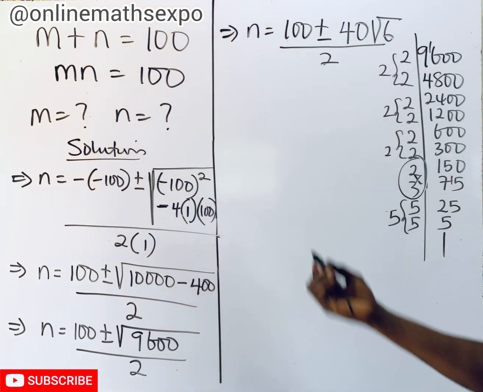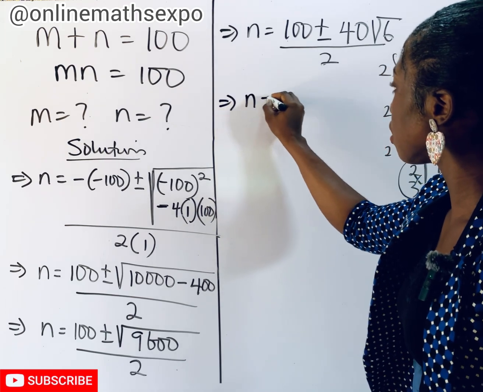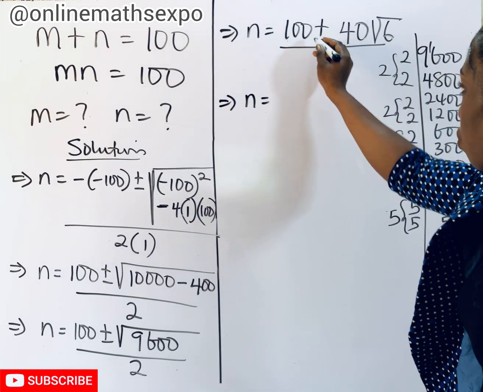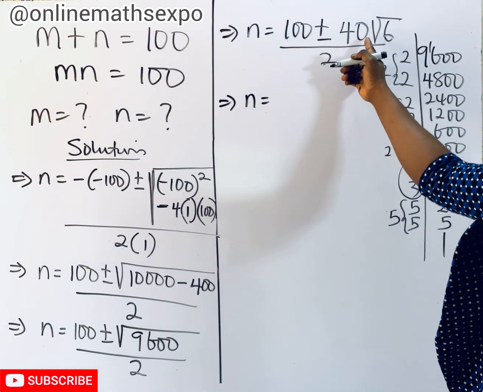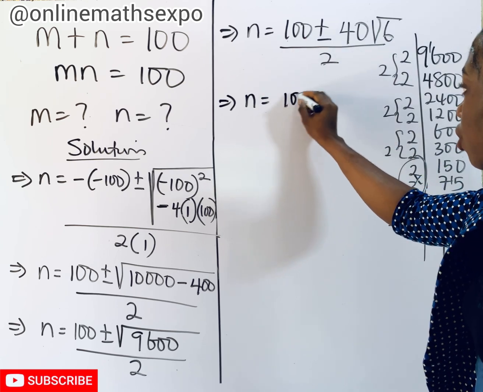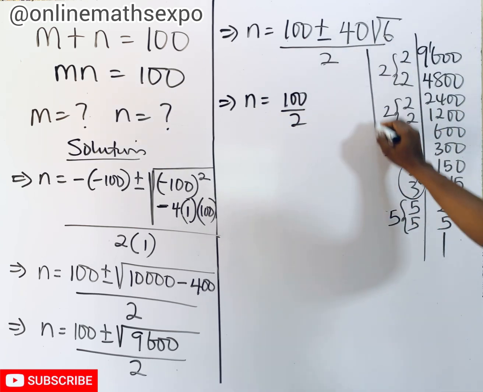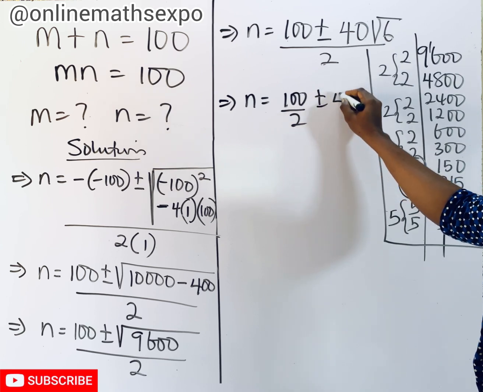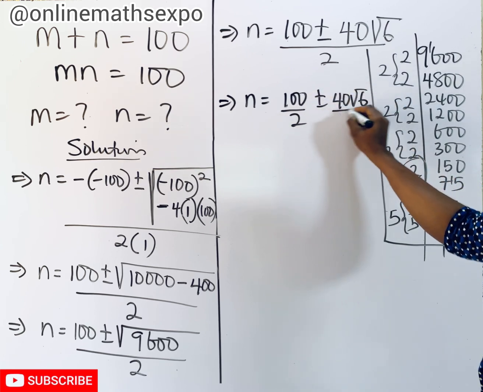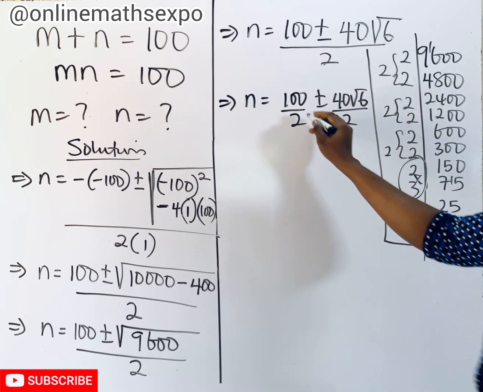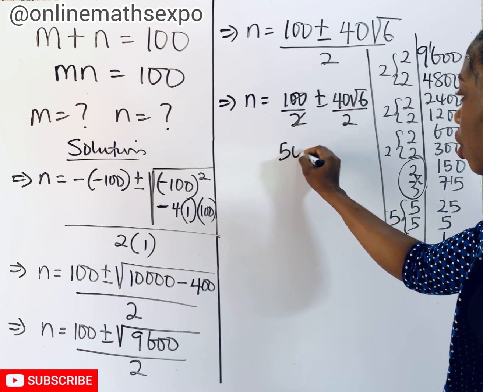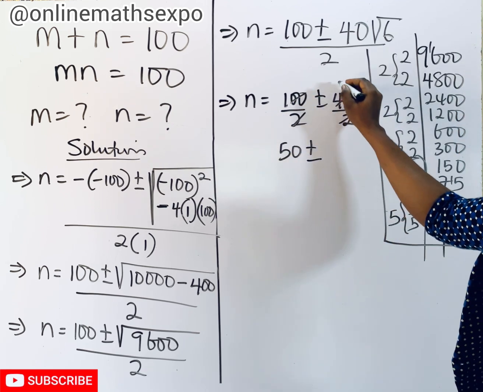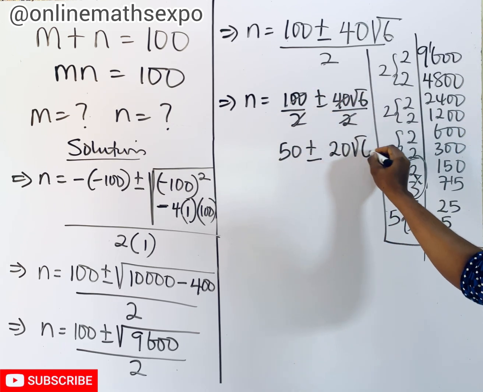We are going to have, so this gives us n is equal to... we are free to use these two to divide each of these. Okay, so we have 100 divided by 2, plus or minus 40 root 6 divided by 2. So this goes in this, we have 50 plus or minus, this will give us 20 root 6.